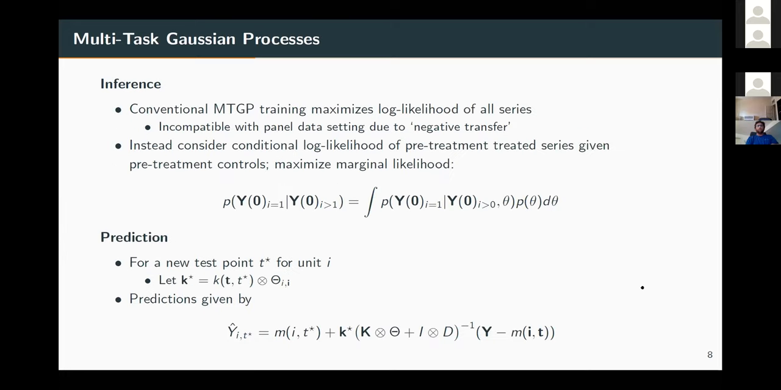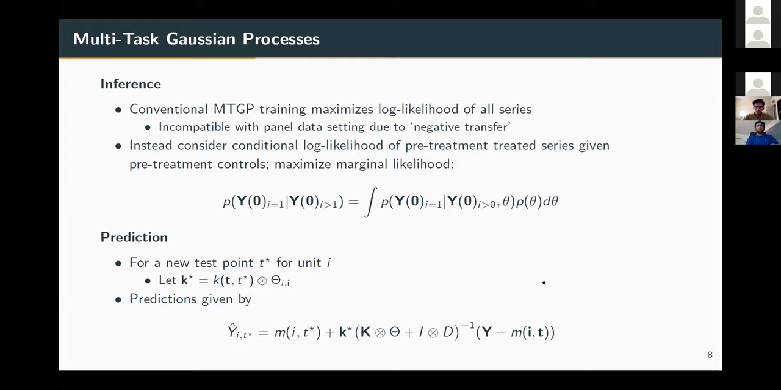So inference. The gist is we do this in a way that we're not going to be maximizing for all the series jointly, because we don't want to learn something that's going to fit really well for the control series and then end up not fitting as well for pre-treatment for the series that we care about, the treated series, which would constitute negative transfer.